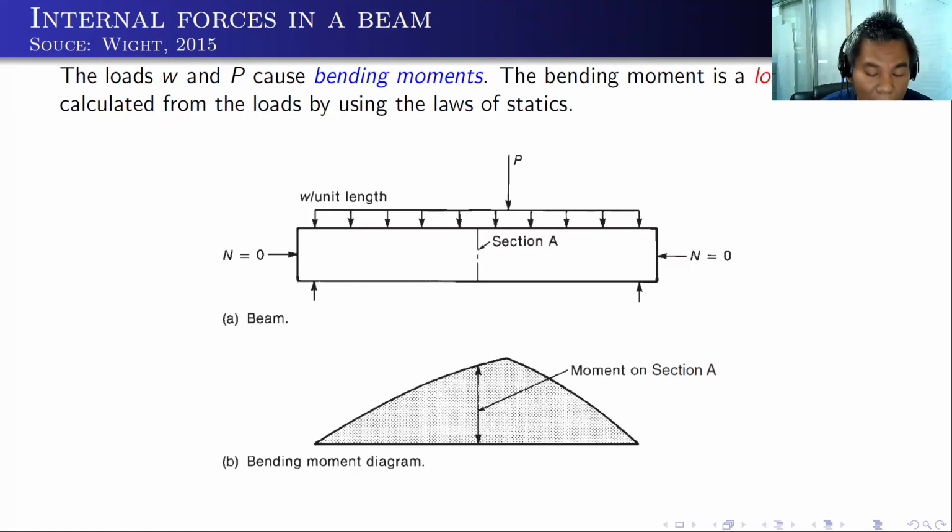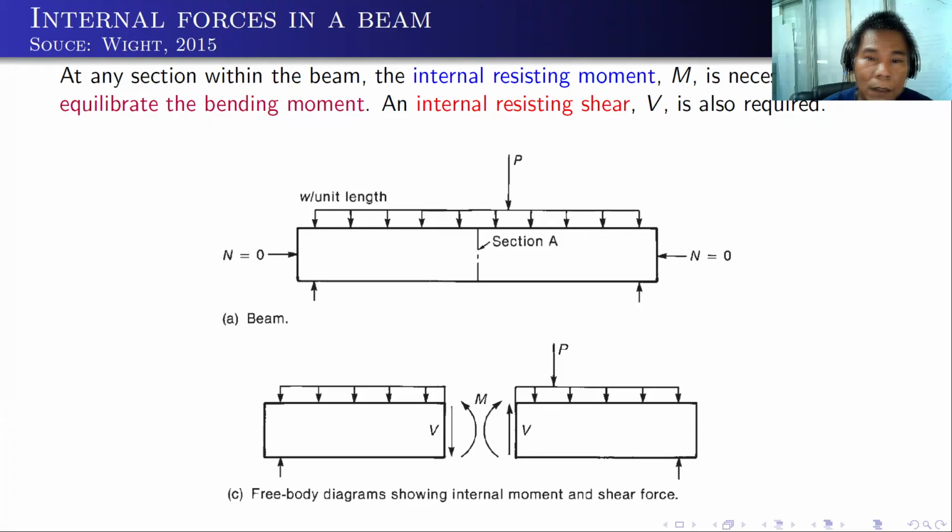Like for example, at section A, if we have to cut this section, remember what we are doing in our structural theory, we usually cut a portion of the member. We can apply the same principle by cutting at section A. We will be able to find the bending moment. At this section, the internal resisting moment M is necessary to equilibrate the bending moment.